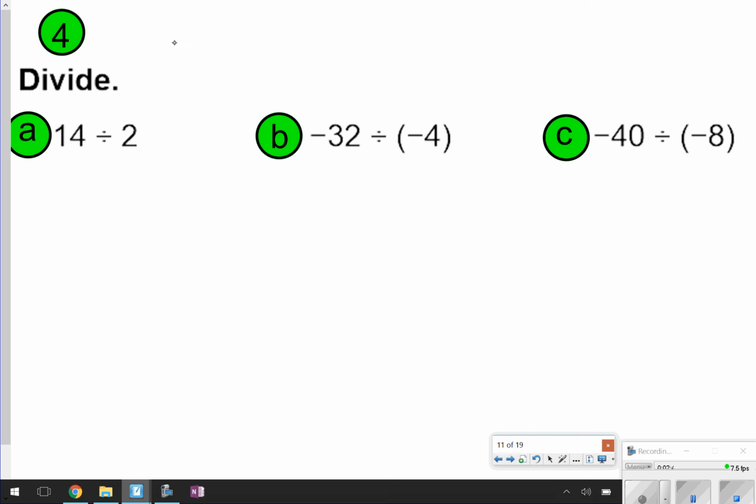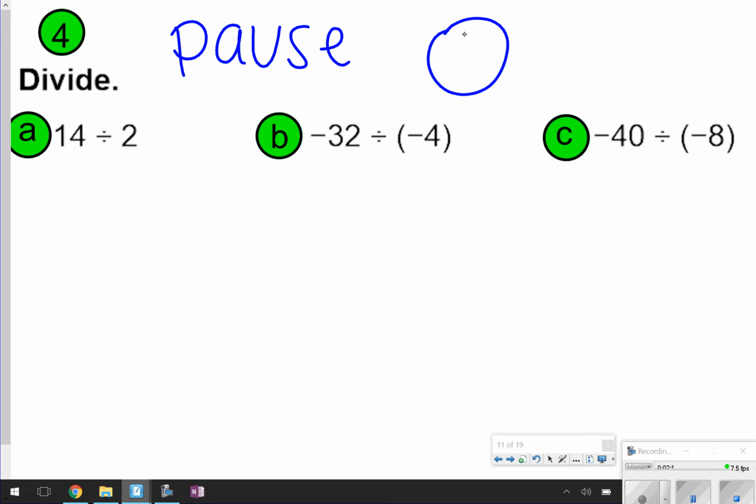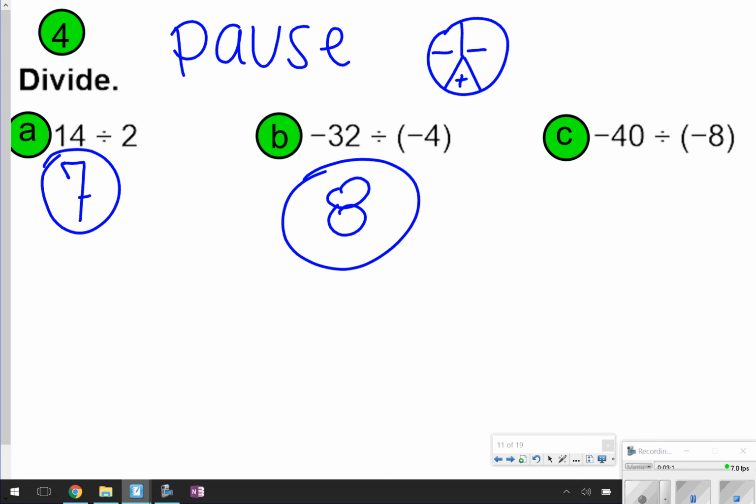Again, some more for you to try. These are all going to be same signs. Pause. Once you're done, click play after you've done the questions to check your work. Letter A, that one's really simple. You grew up knowing how to do that. 14 divided by 2 is 7. Letter B, a negative divided by negative is going to be a positive, so your answer is a positive 8. And letter C, again, negative divided by negative is a positive, so your answer to letter C will be positive 5. How did you do?